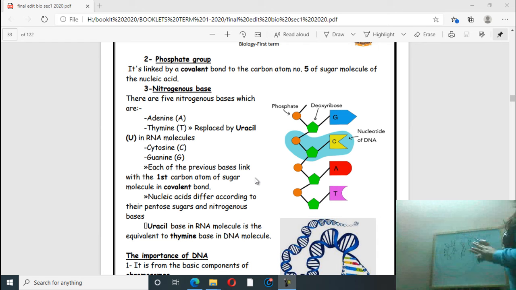Each strand of them is searching for nitrogenous bases inside the cell to complete the strand, making a copy of it on the RNA molecule. So we will form an RNA molecule here, RNA here, and RNA here.